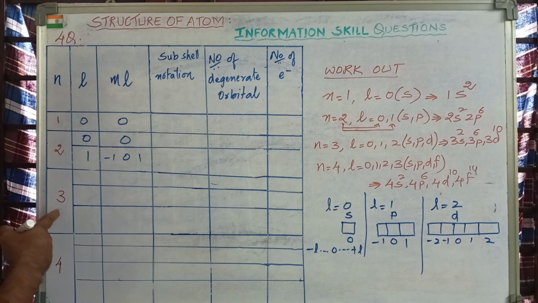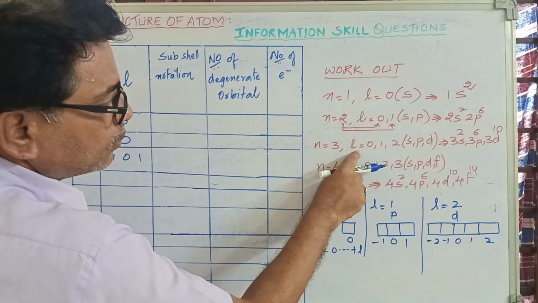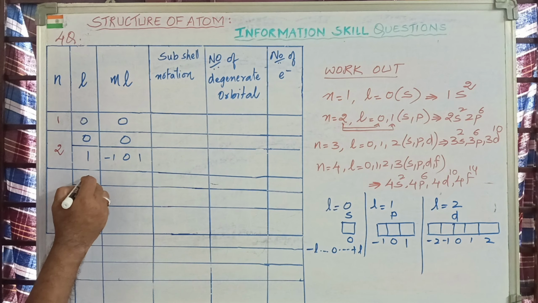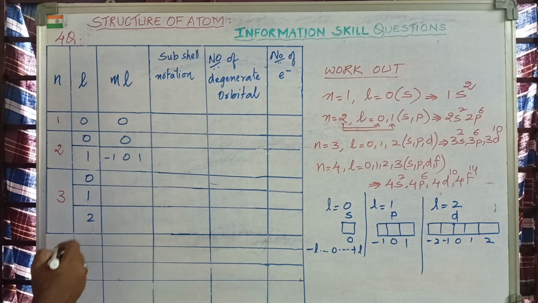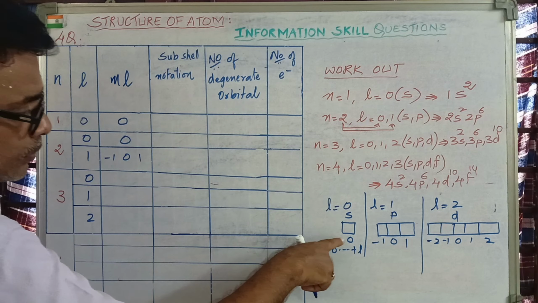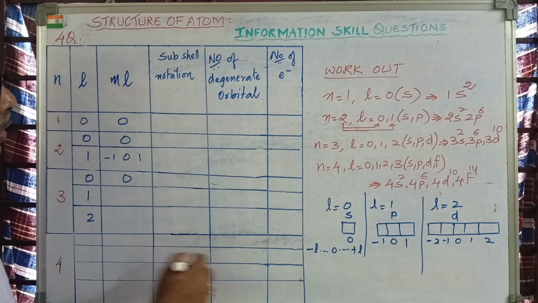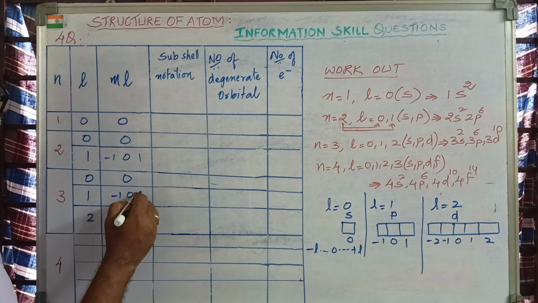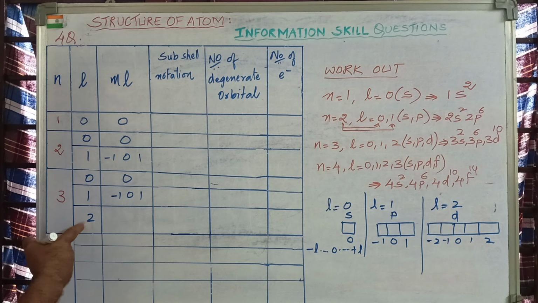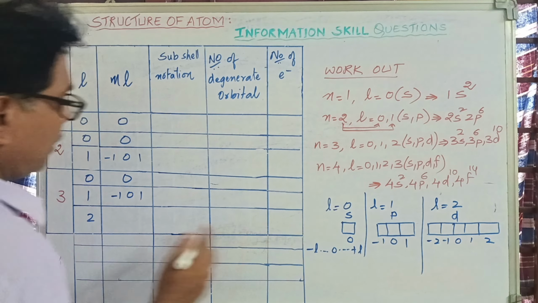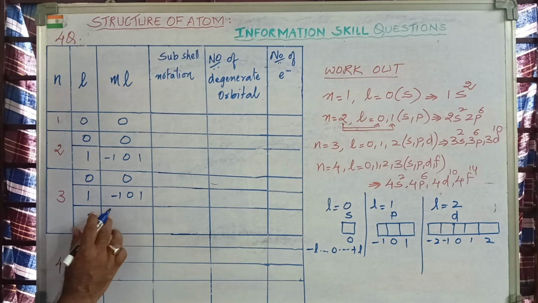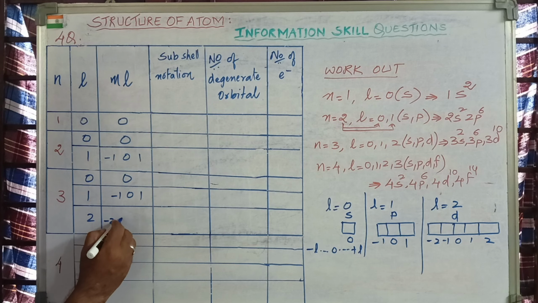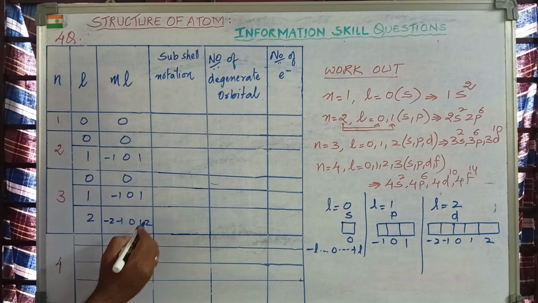Now what is this one? n is equal to 3. l is equal to 0, 1 and 2. What is the ml value for 0? 0. What is the ml value for 1? 3 values: -1, 0, +1. What is the ml value for 2? It starts with -2: -2, -1, 0, 1 and 2.